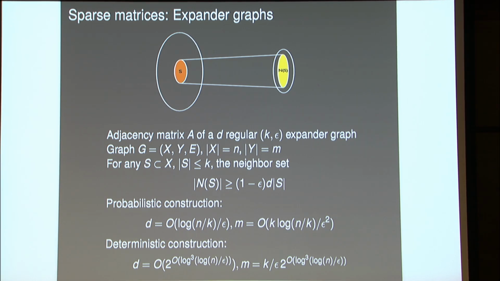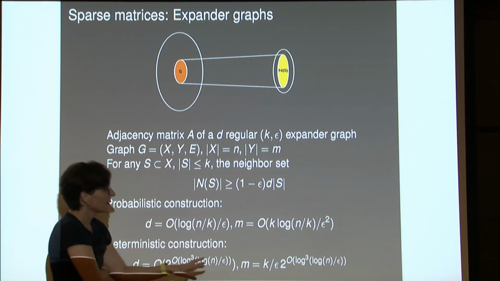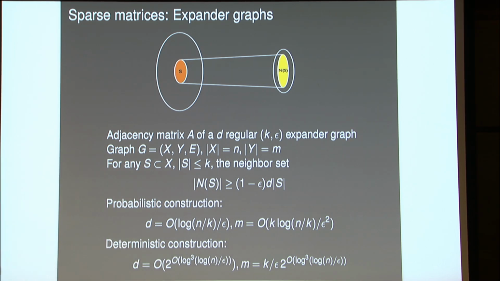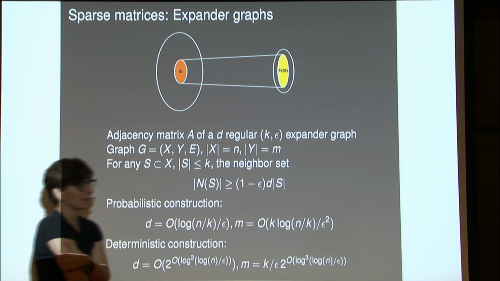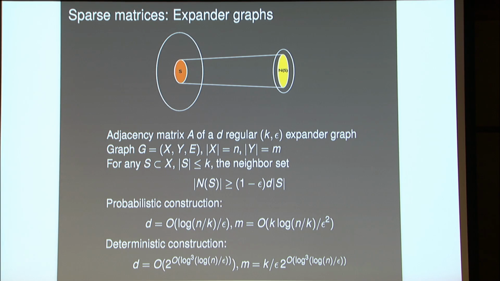Okay, there is a deterministic construction. This is probably not the best deterministic construction as of 2019, but it was the best when I wrote the paper. And the gap between deterministic construction and probabilistic construction is a long-standing open problem in combinatorics and theoretical computer science.